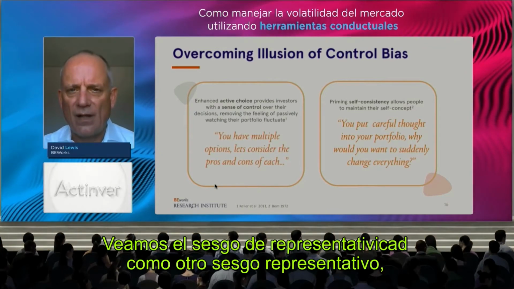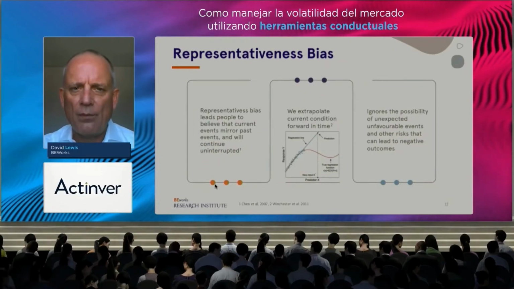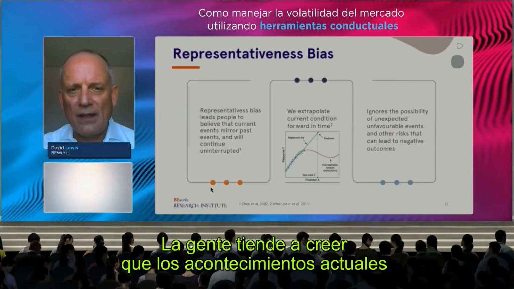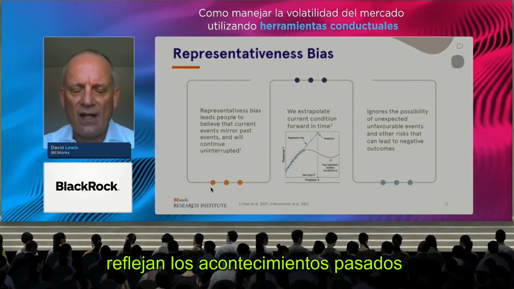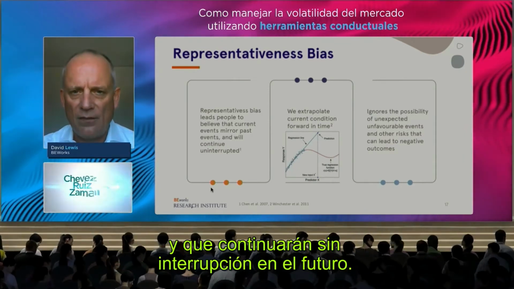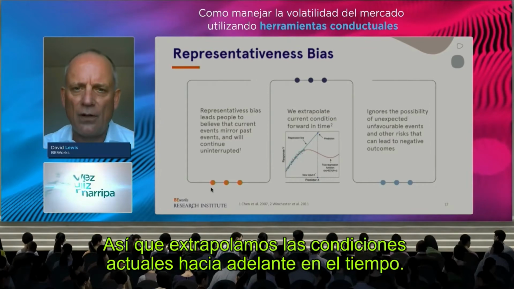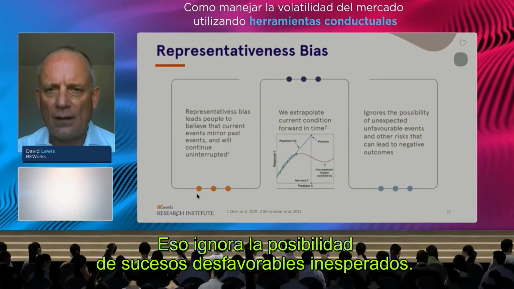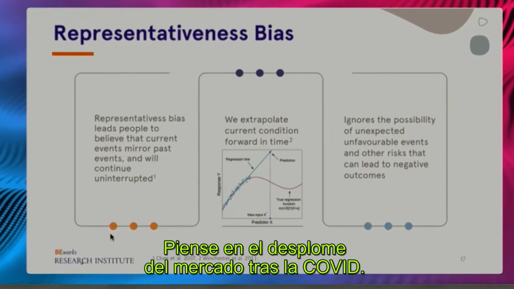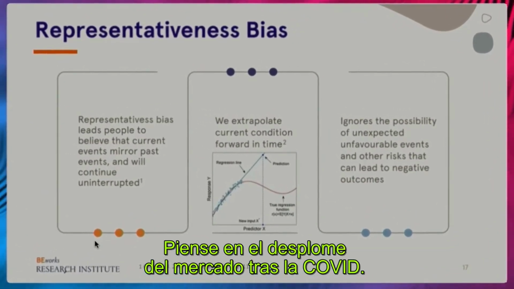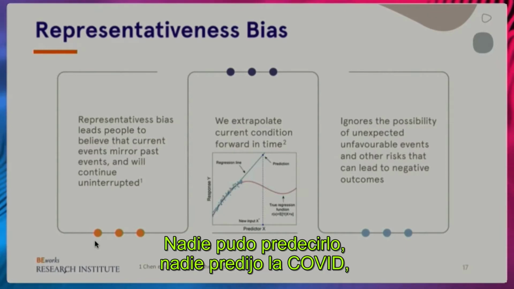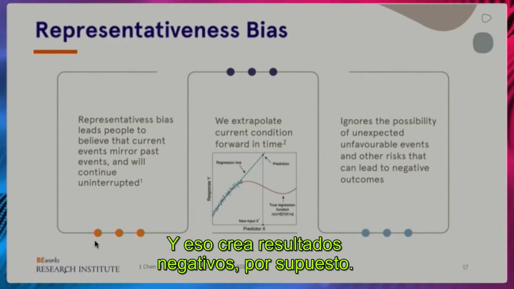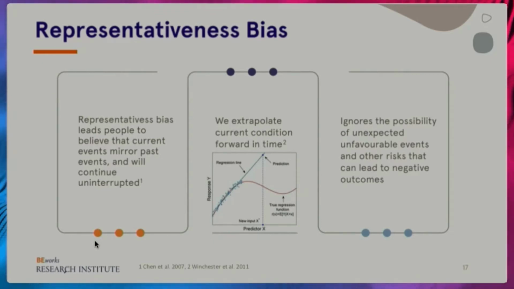Let's think about representativeness bias as another one. With representativeness bias, people tend to believe that current events mirror past events and will continue uninterrupted into the future. So we extrapolate current conditions forward in time. That ignores the possibility of unexpected, unfavorable events. Think of the market crash after COVID. No one could have predicted that. No one predicted COVID, and so no one could have predicted the market crash. And that creates negative outcomes, of course.